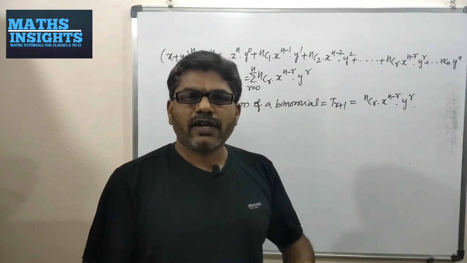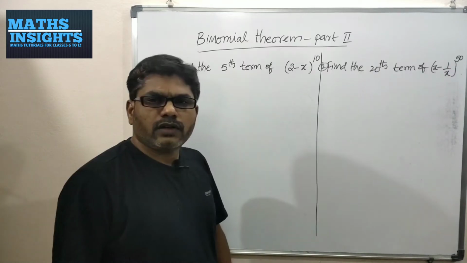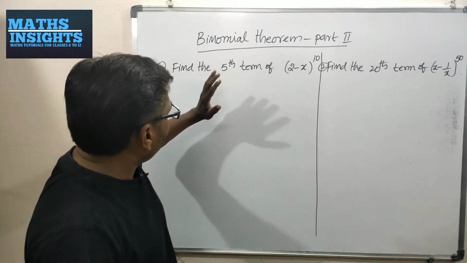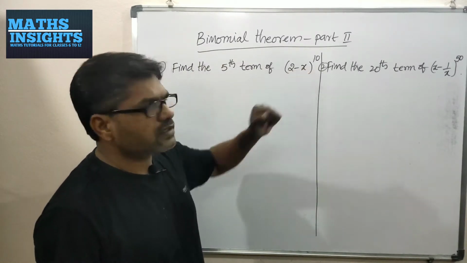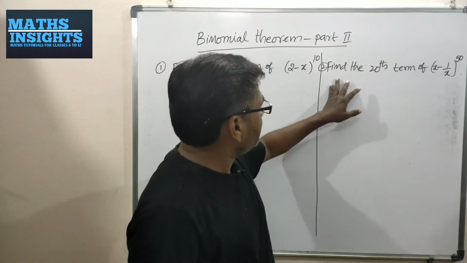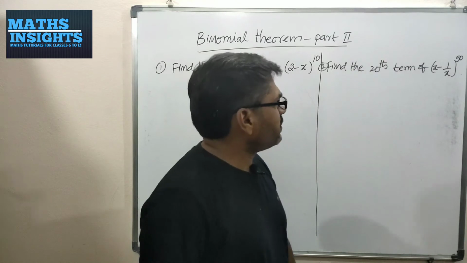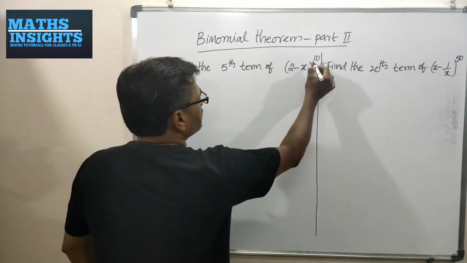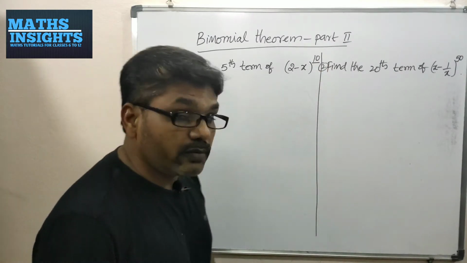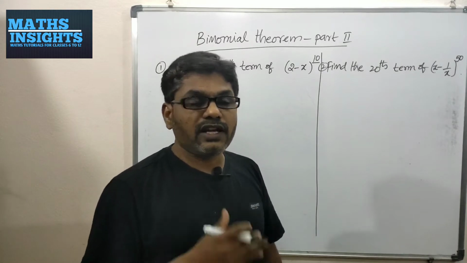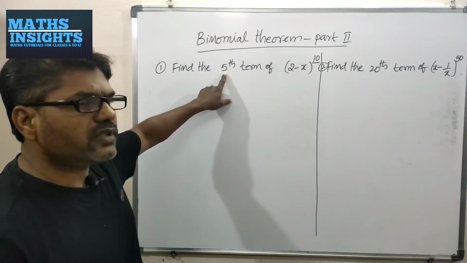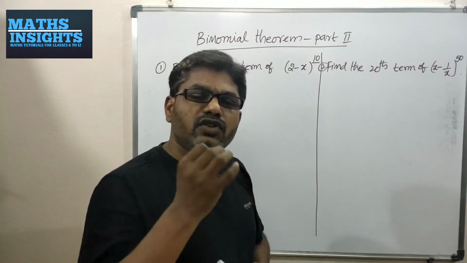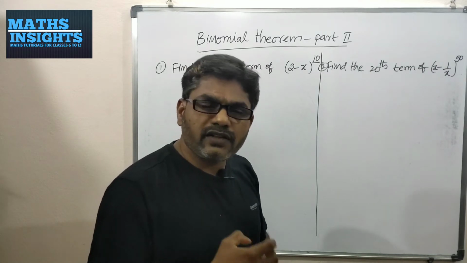This will be clear by taking some examples. Now I am taking two problems. In the first problem, they are asking to find the fifth term of (2 - x)^10, and the second problem asks for the 20th term of the expansion of (x - 1/x)^50. You know that the index is 10, therefore there will be 10 + 1 terms, 11 terms will be there. We want the fifth term of this expansion. Instead of writing 11 terms, you will find the fifth term by using the formula.